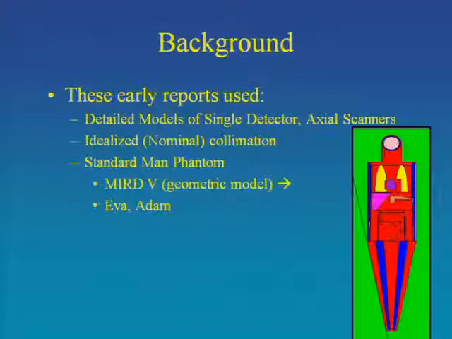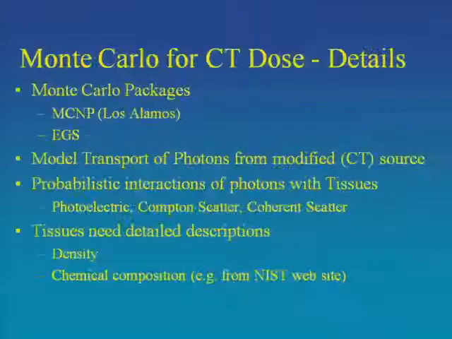So these early reports used detailed models of single detector axial scanners. Again, 1990, that's when the scanners were modeled. They used an idealized or nominal collimation. They used a standard man, this MIRD phantom, which some people refer to as a stylized phantom. It's based on geometric descriptions of organs. There were some that were developed for male and female models. This is the MIRD, I think, is a hermaphrodite, which is unusual even for us in California.